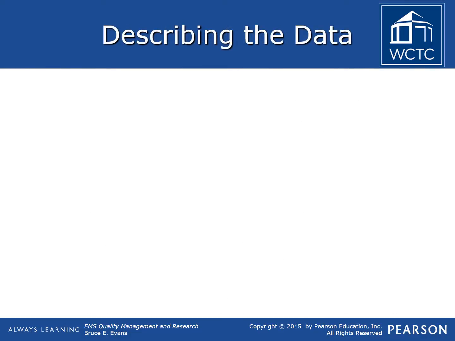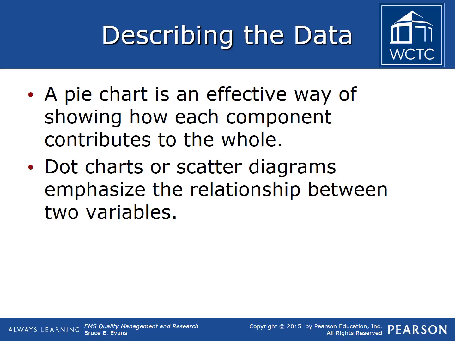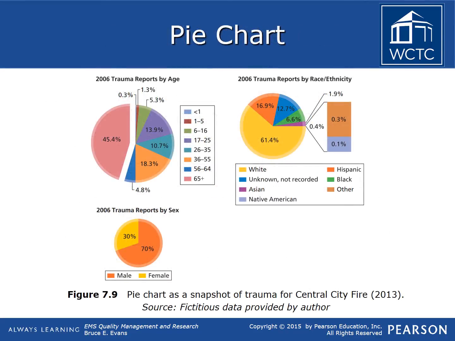Additional chart types include pie charts, which are effective at showing how each component contributes to a whole, dot charts or scatter diagrams that emphasize the relationship between two variables, and a pictogram, which provides a great way of depicting data by geographical areas. Here are some examples of different pie charts. Again, pie charts are great for showing how each component contributes to a whole. Thus, pie charts are good for displaying data that can be denoted in percentages.